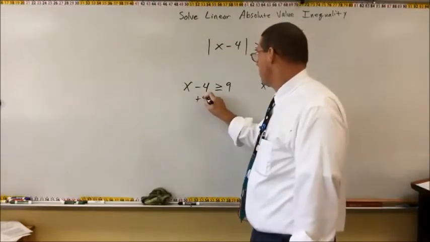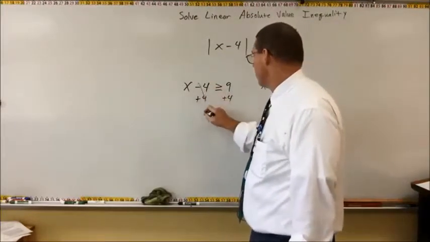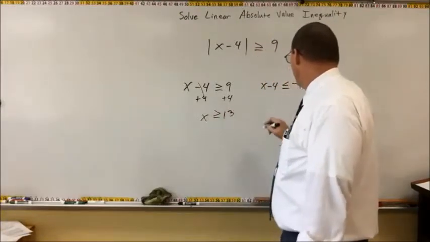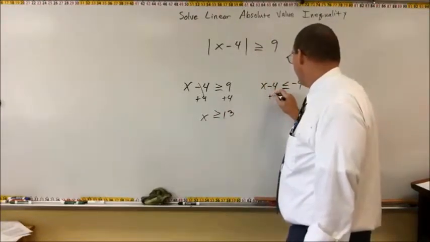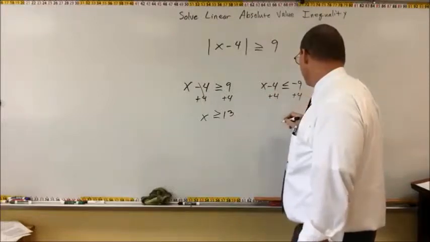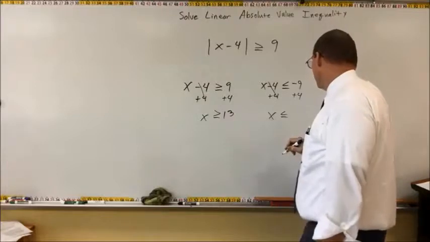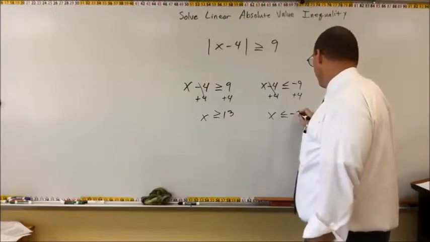Over here, we're going to add 4 to both sides. Cancel, and we get x is greater than or equal to 13. Over here, we're going to add 4 to both sides. That's going to cancel here. We're going to get x is less than or equal to negative 9 plus 4, which is negative 5.